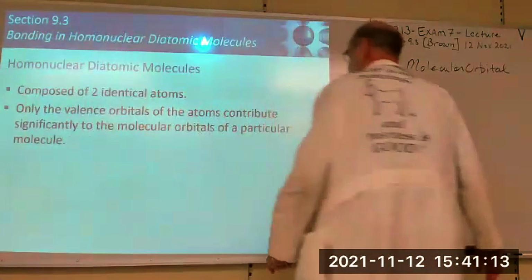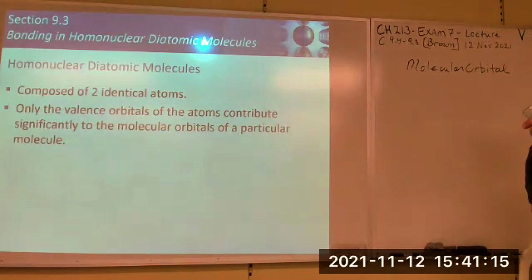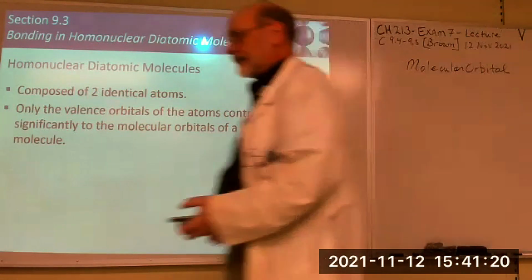What we've been looking at so far are homonuclear diatomic molecules. They are the simplest ones to diagram, the easiest to diagram.